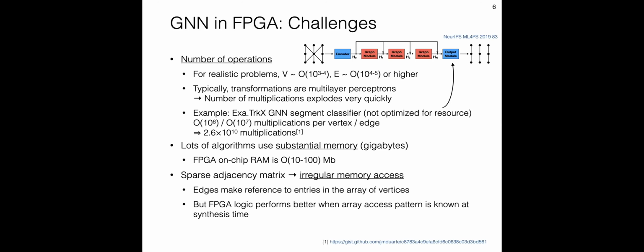And then finally, it's a subtle point but very important: when you feed a list of edges to a network, you're essentially making a sparse representation of the adjacency matrix. Because you're also feeding a list of vertices to the network. So there's a list of vertices and a list of edges, and the edges will make dynamic references to this array of vertices. Like, I want to use vertex number 0 and number 13, for example. But FPGA logic doesn't really like that. They like to have a known access pattern already at synthesis time. So this type of irregular memory access becomes a problem. So those are the challenges.